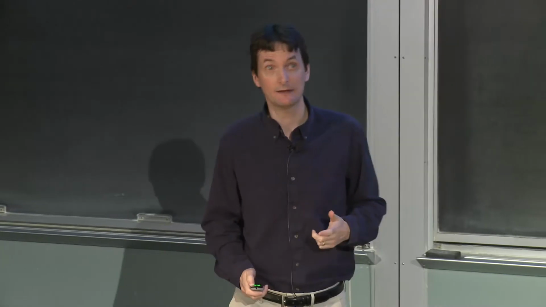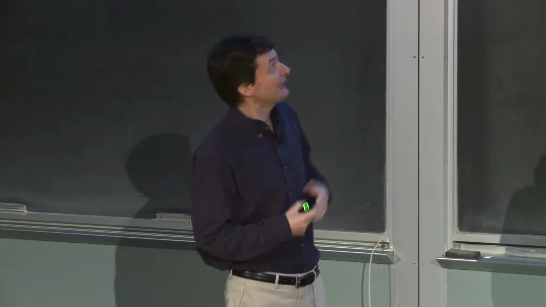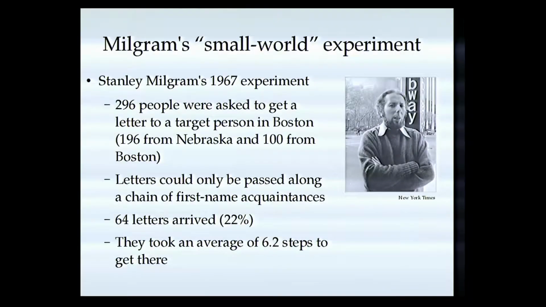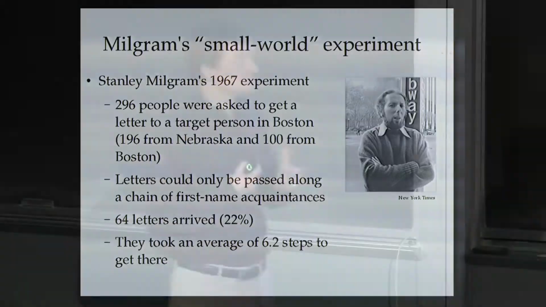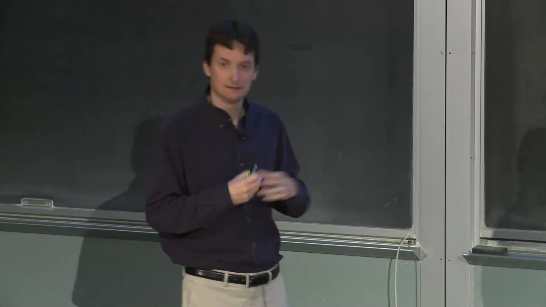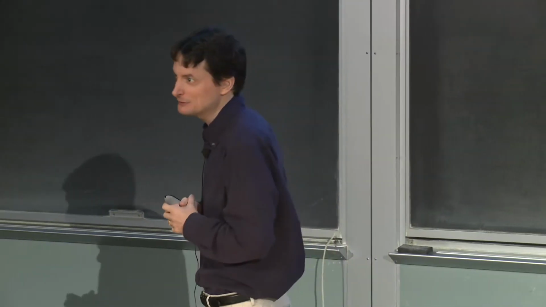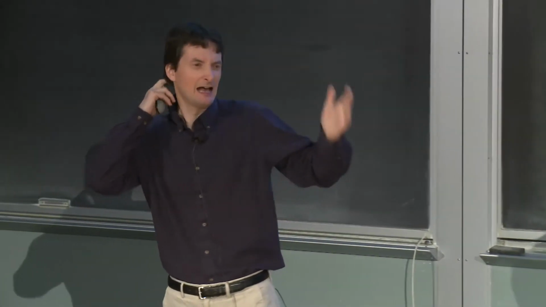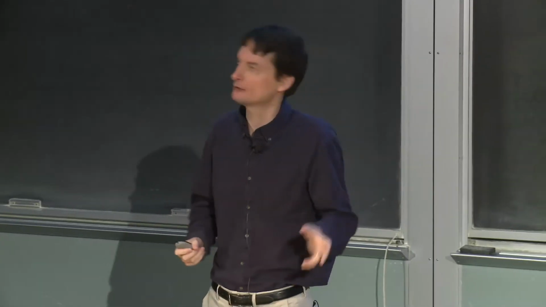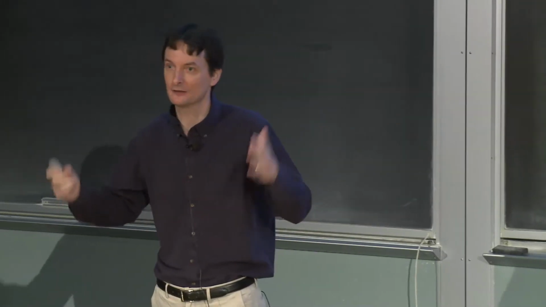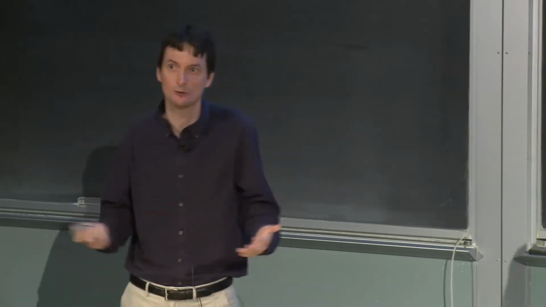But of the ones that got there, the discovery was that it took about 6 steps to get from a randomly chosen person in Nebraska to this target stockbroker in Boston. So this is the origin of this sort of mythical result, the 6 degrees of separation: there's only 6 steps between anybody and anybody else in the world. I don't know if it's 6. It could be 4. It could be 8 or something. But it's not a million. Okay, that's the result here. It's some small number of steps.